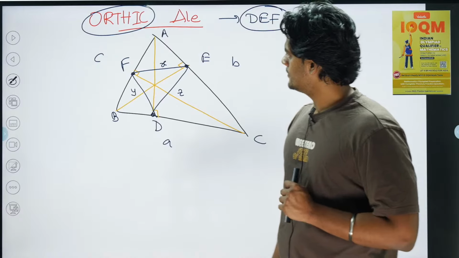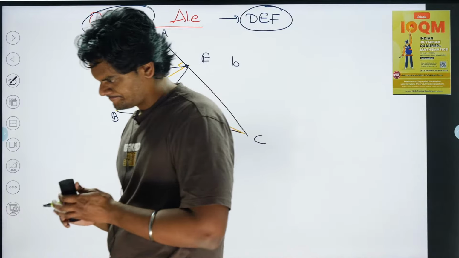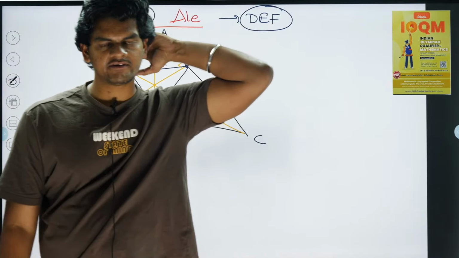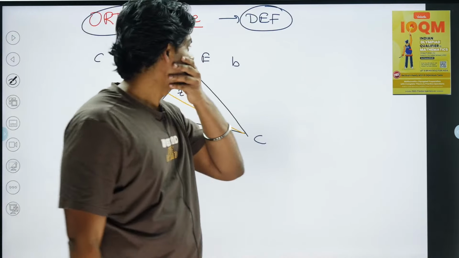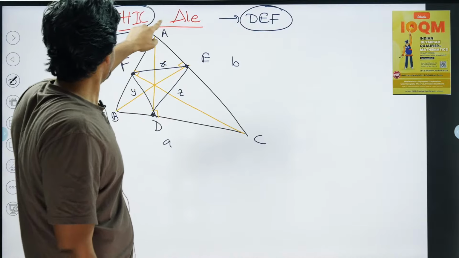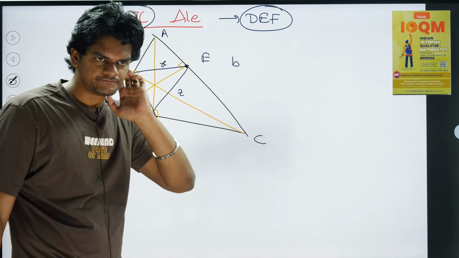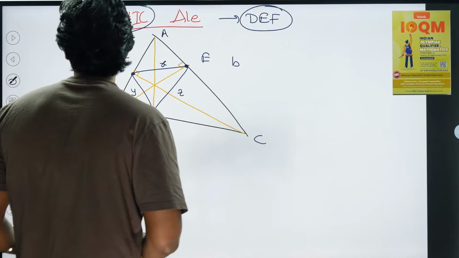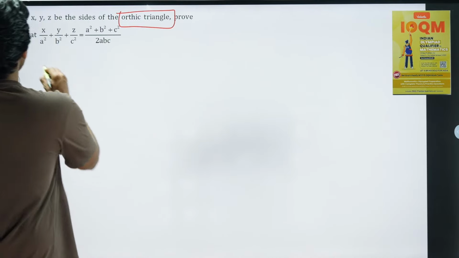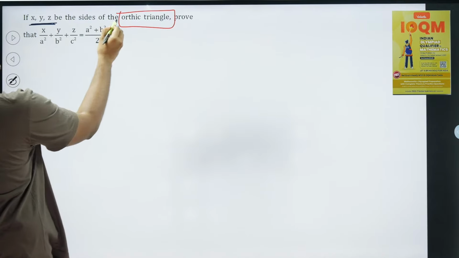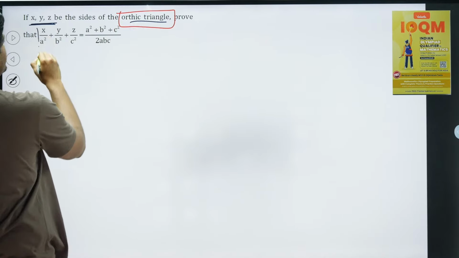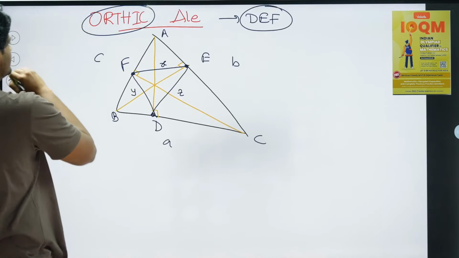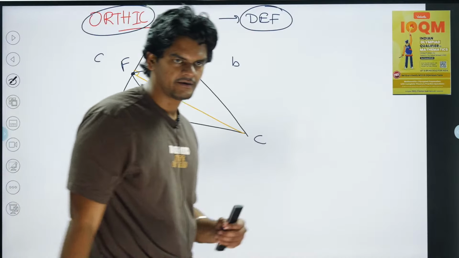How do we find the value of X? Look at the triangle AFE. I am doing this because in the next question it is asked about this. X, Y, Z are the sides of the orthic triangle, and then we want to prove this expression. This looks familiar, we did it in the beginning, but still, let's try to prove it.